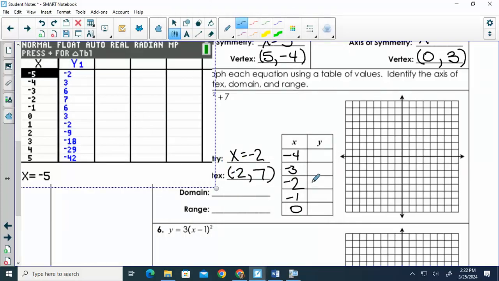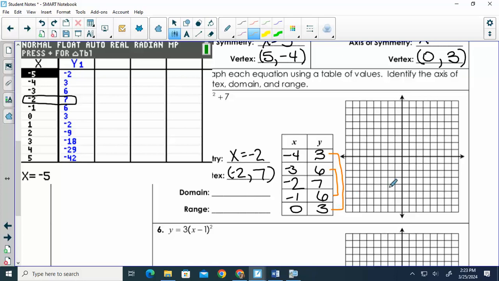So let's see if we got it. We had our vertex at -2, 7. That was the point on here. Okay, -3, 6; -4, 3; -1, 6; and 0, 3. And you'll know if you have it right because these y values should be the same. It's a parabola, so you have your vertex and the others match up. So we plot this. We have -2, 7.